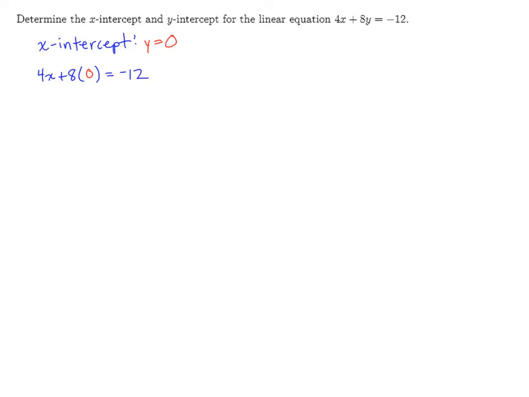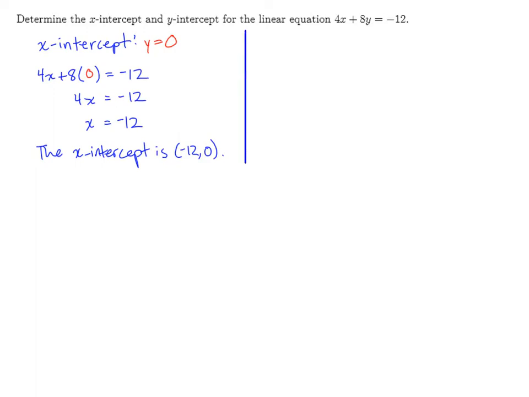Now we'll solve for the value of x, so 4x plus 8 times 0 will simplify to 4x. And so now I have the equation 4x equals negative 12. Solving that in my last step, I'll divide each side by 4, and that will give me x equals negative 12. So the x-intercept is the point negative 12, 0. Again, I've solved for the x value. I know because it's the x-intercept that the y value is 0.